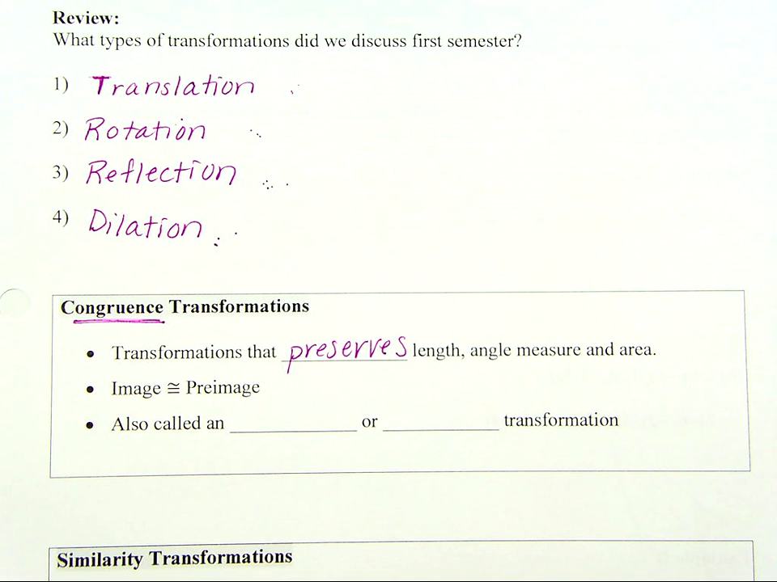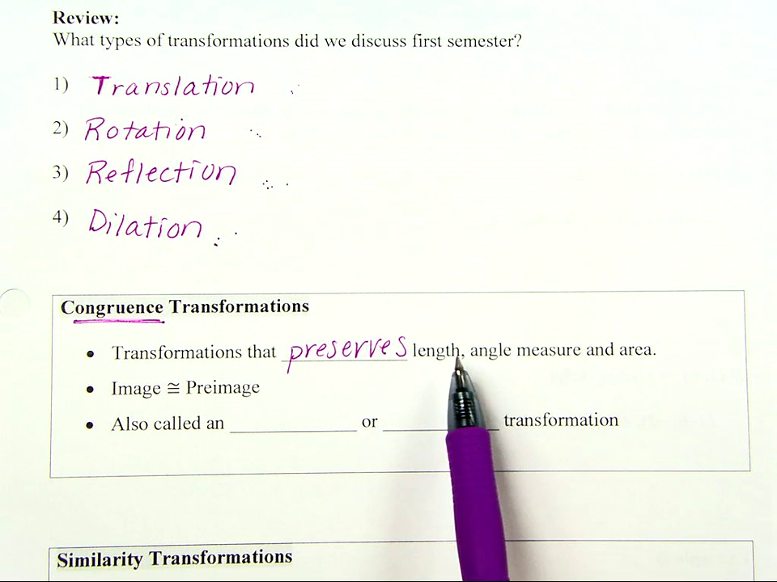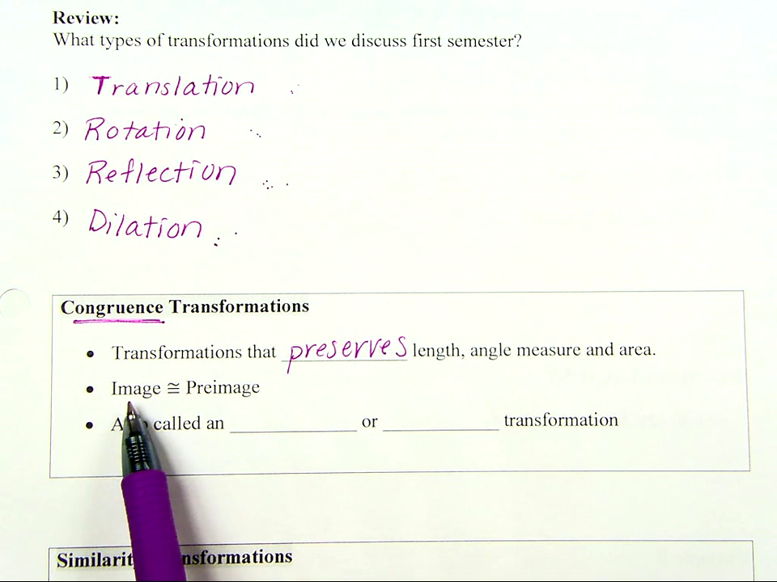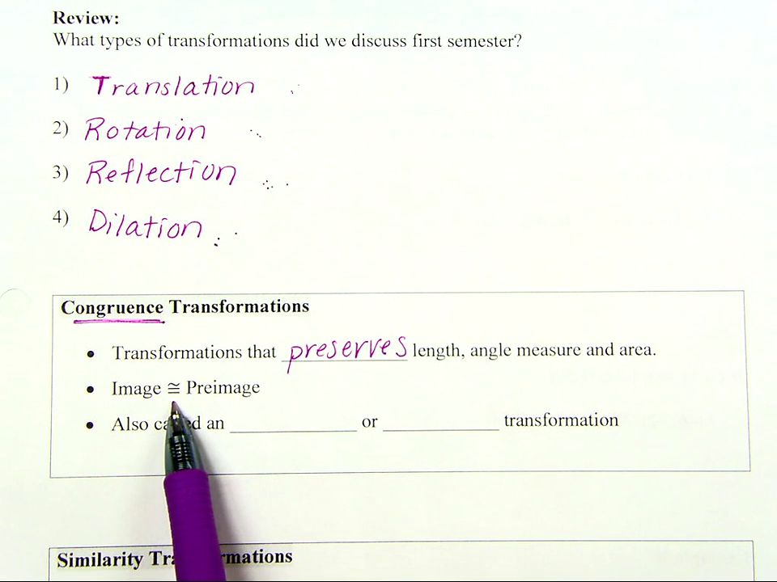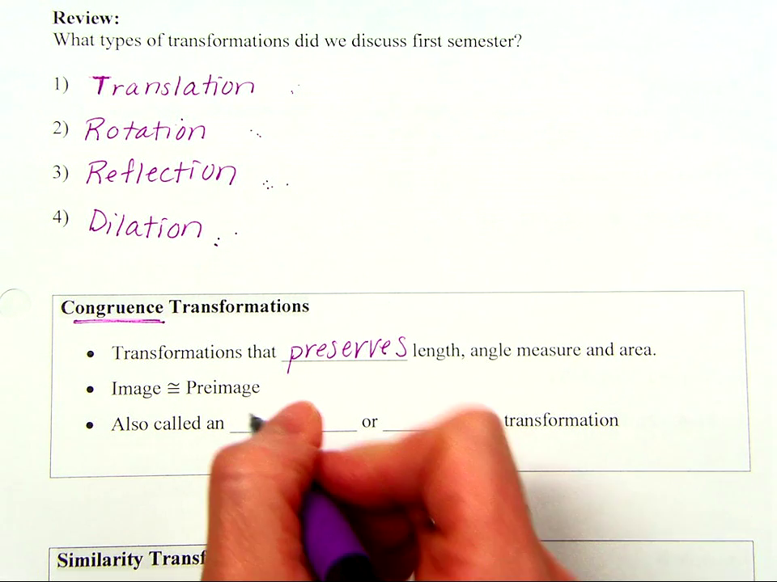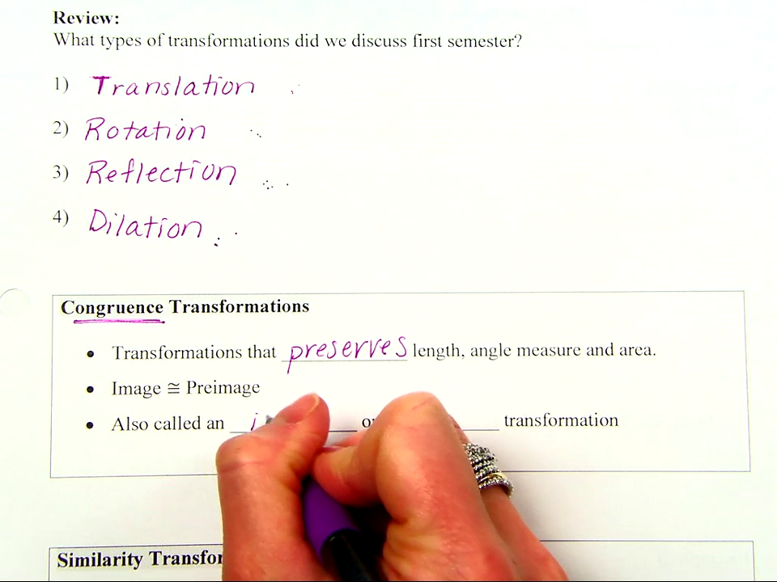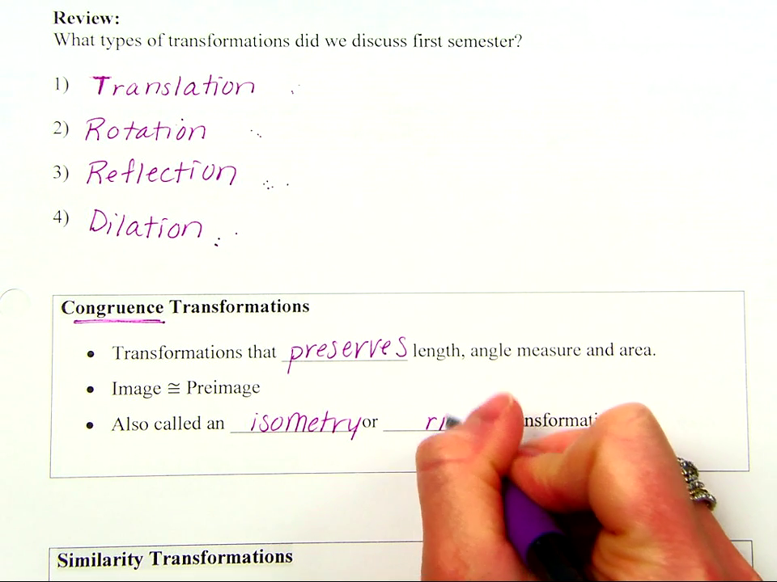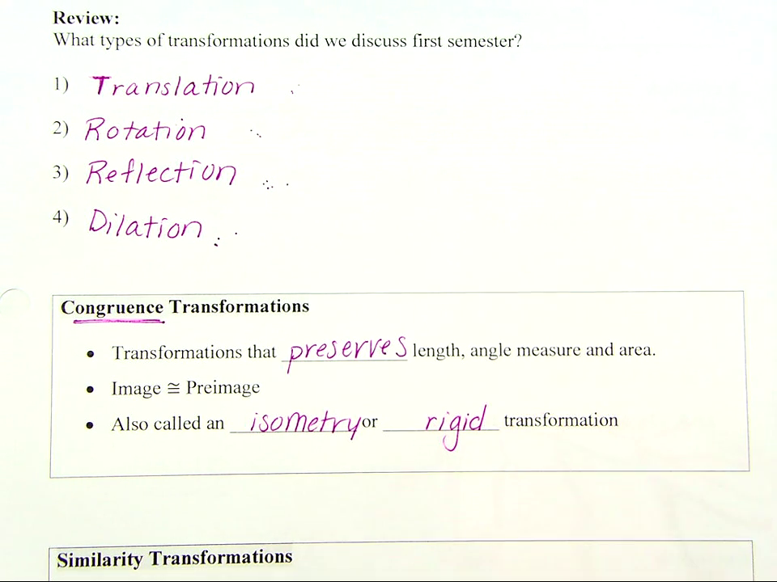the length, angle measure, and area of your figure. So the pre-image and the image, my figures will have the same length, angle measures, and area. Image and pre-image are congruent. Those may also be called an isometry or a rigid transformation. Those are some other names that are used.